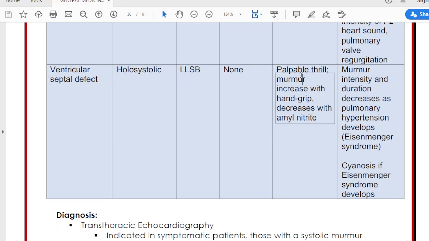Ventricular septal defect. Holosystolic, LLSB, none. Murmur, palpable thrill, murmur increases with hand grip, decreases with amyl nitrite. Murmur intensity and duration decrease as pulmonary hypertension develops, Eisenmenger syndrome, cyanosis if Eisenmenger syndrome develops.